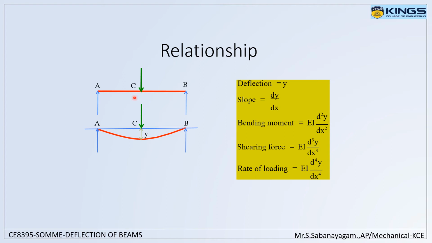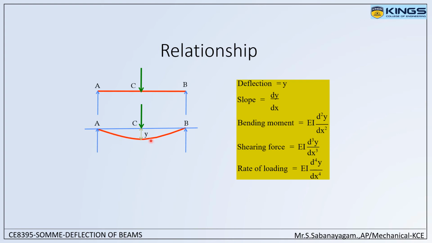So consider this is a beam AB with a point load at a point C. Hence, on application of a point load, this beam will become like this, right? This change in dimension in y direction is termed as deflection, that is y, right? And slope is nothing but dy by dx. So that is the rate of change of deflection in terms of x distance.